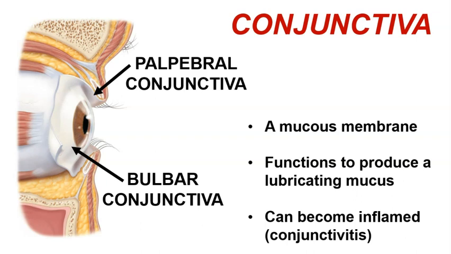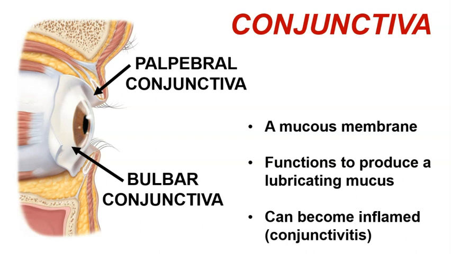Next we have the conjunctiva, which is a mucous membrane that coats the inner surface of the eyelids and folds over on itself to cover the external surface of the eyeball. The part of the conjunctiva that lines the inner surfaces of the eyelids is referred to as the palpebral conjunctiva because it is associated with the palpebra, or the eyelids. The part of the conjunctiva that coats the external surface of the eye is referred to as the bulbar conjunctiva.